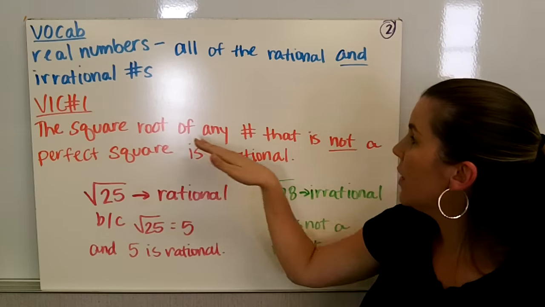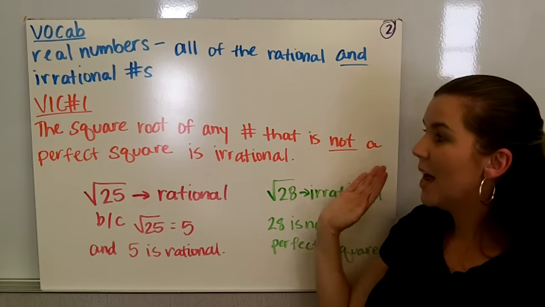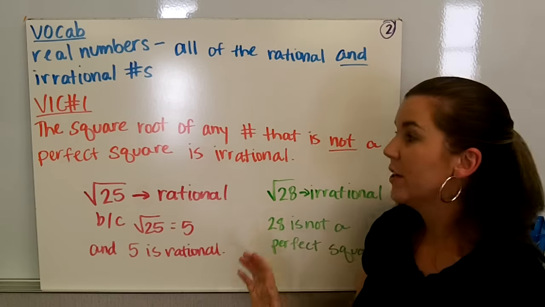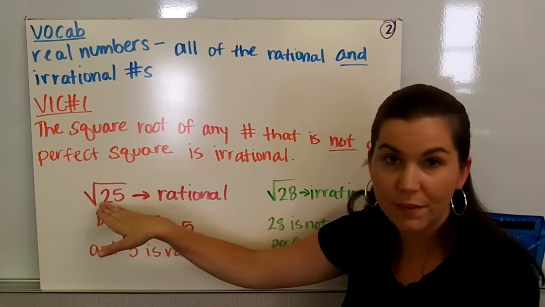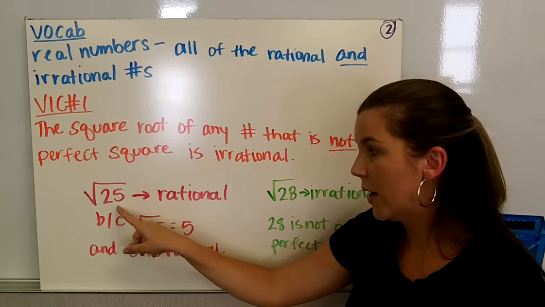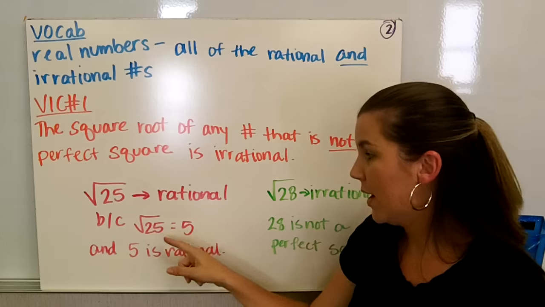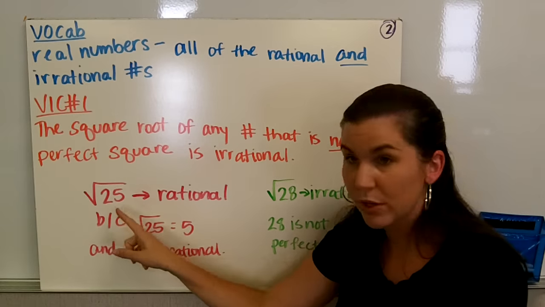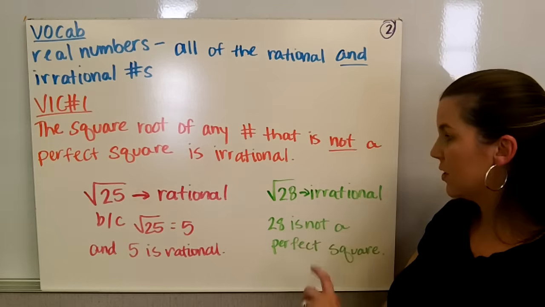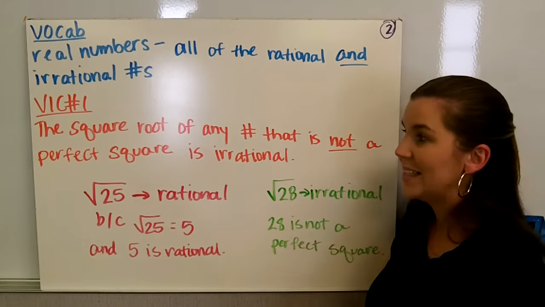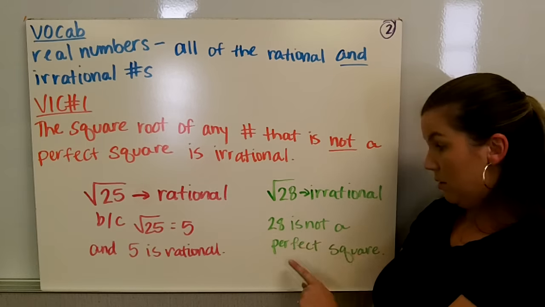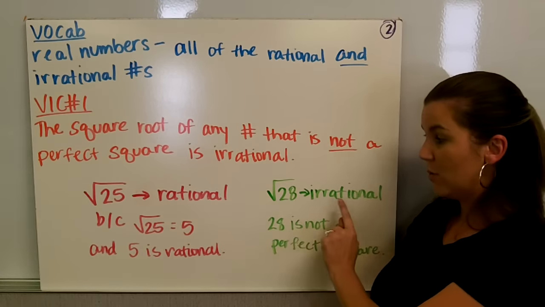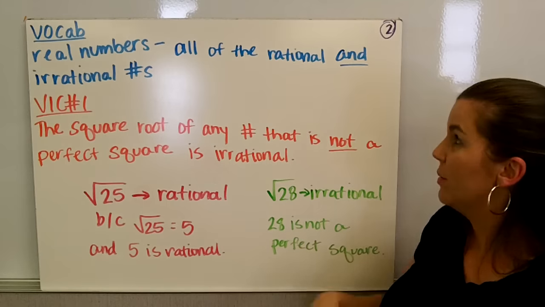Big number 1. The square root of any number that is not a perfect square is called irrational. So square root of 25. 25 you know is a perfect square. And if you take the square root of 25, you get 5. Well, 5 is rational. So the square root of 25 is also rational. The square root of 28. 28 is not a perfect square. All right, so that means when you try to take the square root of it, you get an irrational number.